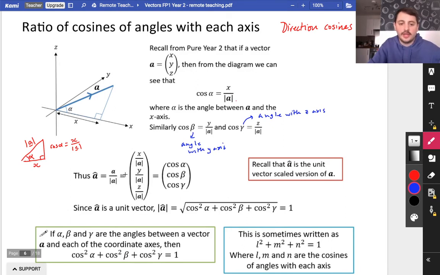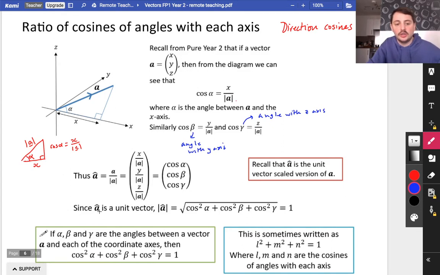So you end up with the x part divided by its magnitude, the y part divided by its magnitude, and the z part divided by its magnitude, which happens to be the cosine of the angle it makes with the x-axis. That's what we've just said over here. The cosine of the angle it makes with the y-axis, and the cosine of the angle it makes with the z-axis. So these here are what we call the direction cosines: cos alpha, cos beta, and cos gamma.